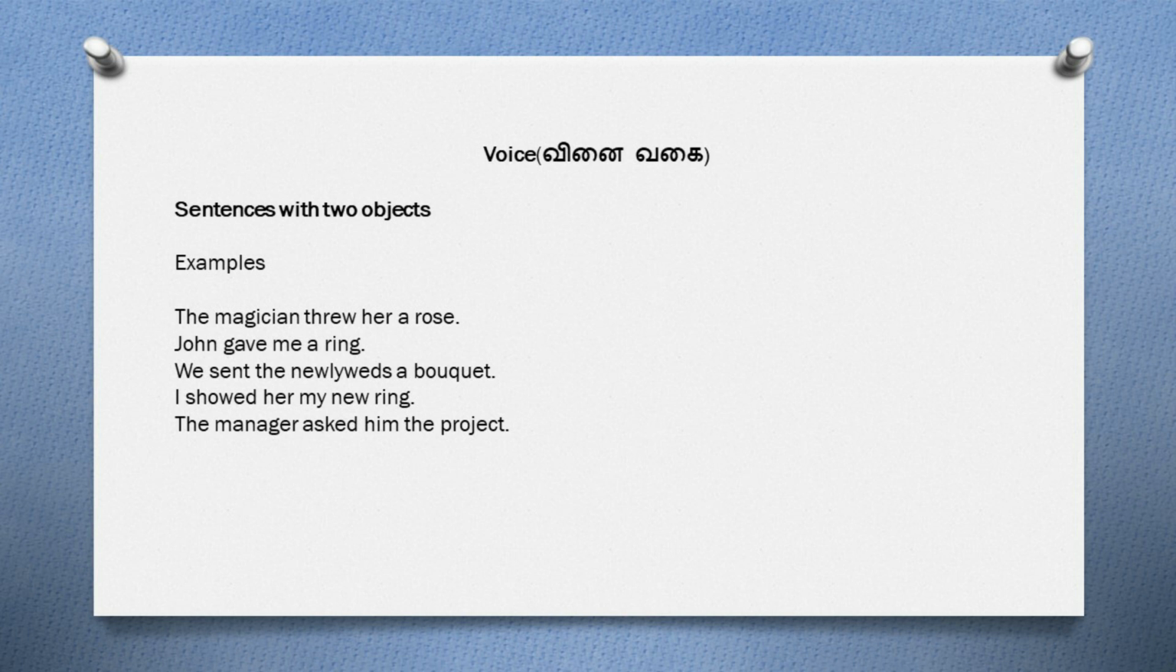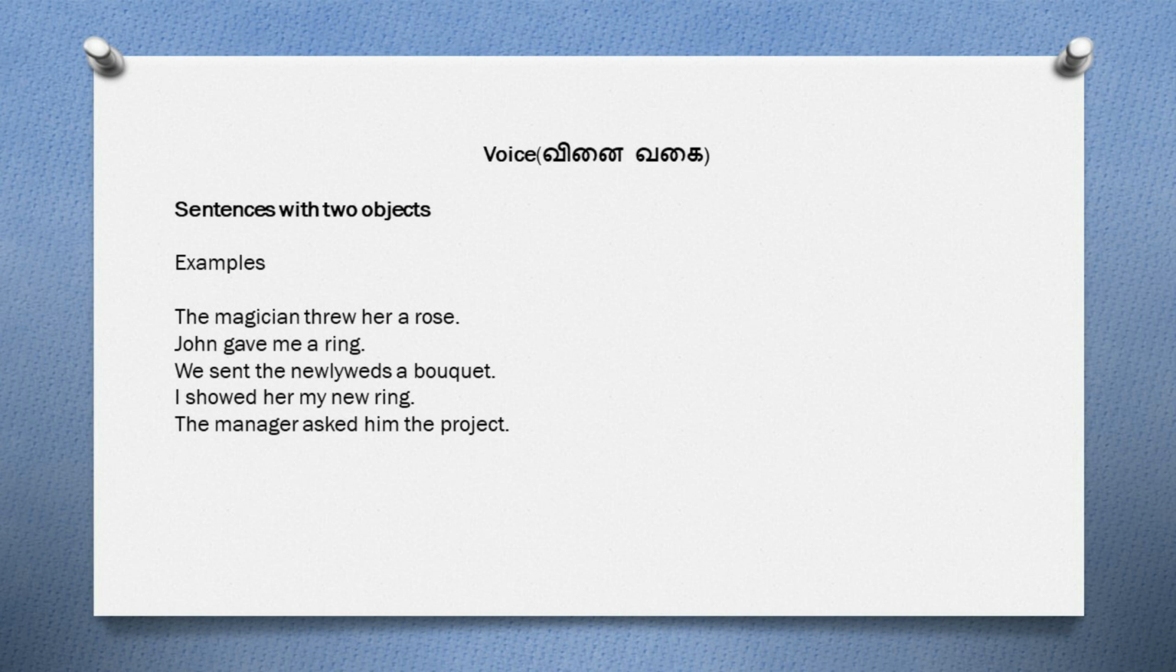The next example is we sent the newlyweds a bouquet. In the sentence when you ask the question what, we sent what? The answer will be a bouquet. So a bouquet is the direct object, and when you ask we sent a bouquet to whom, the newlyweds is the answer. That's why that is the indirect object.